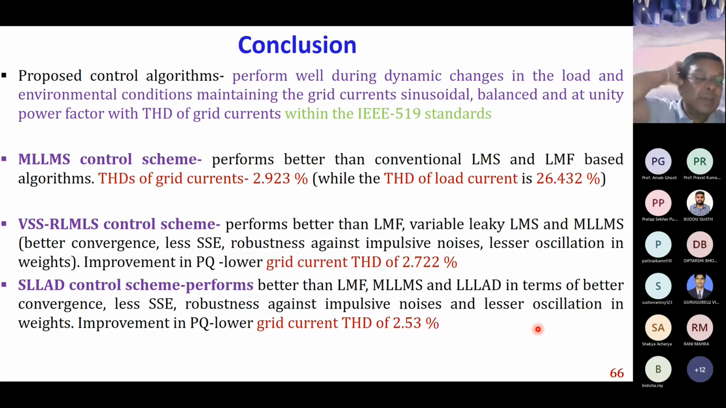And the sigmoid based adaptive algorithm performs better than the modified leaky and least mean fourth, in terms of better convergence, less steady state error, robustness against impulsive noises and lesser oscillations in weights, and the THD is reduced to 2.53%.